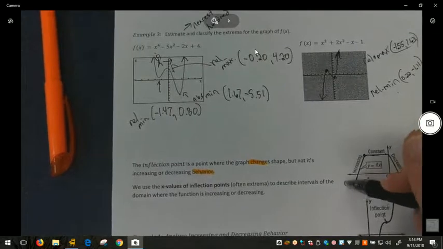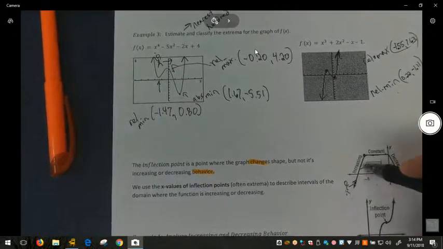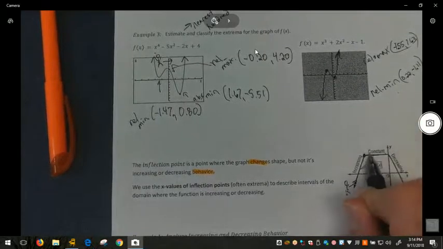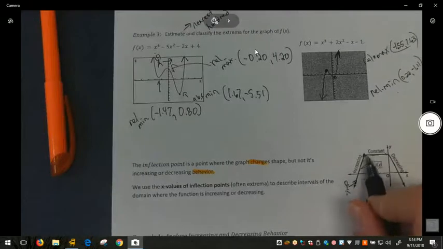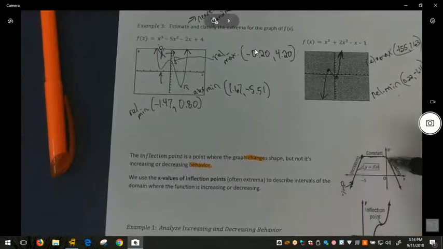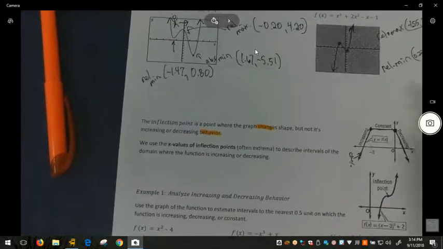Here it was increasing as the person walks from left to right, and then it stopped. They walked a flat plateau. So the behavior changed at this point. At this point, they then began decreasing. So that is another inflection point.